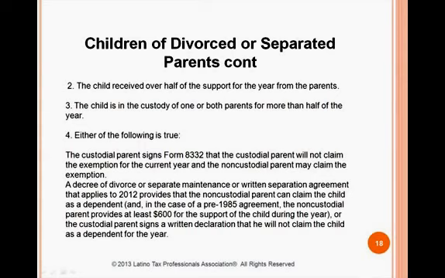Or, a decree of divorce or separate maintenance or written separation agreement that applies to 2012 provides that the non-custodial parent can claim the child as a dependent, and in the case of a pre-1985 agreement, the non-custodial parent provides at least $600 for the support of the child during the year, or the custodial parent signs a written declaration that he will not claim the child as a dependent for the year. As everyone understands, or they need to, only one person can claim that exemption and claim a child as a dependent. It cannot be split.